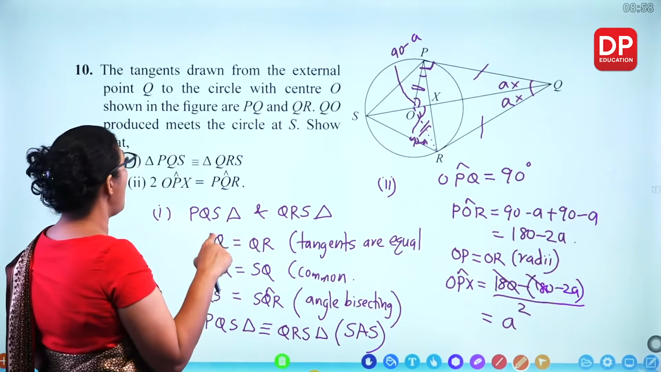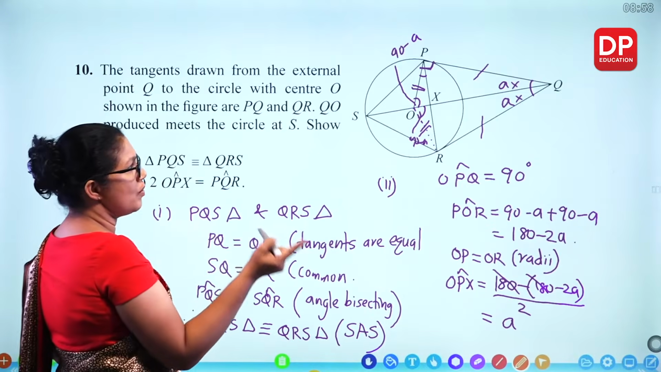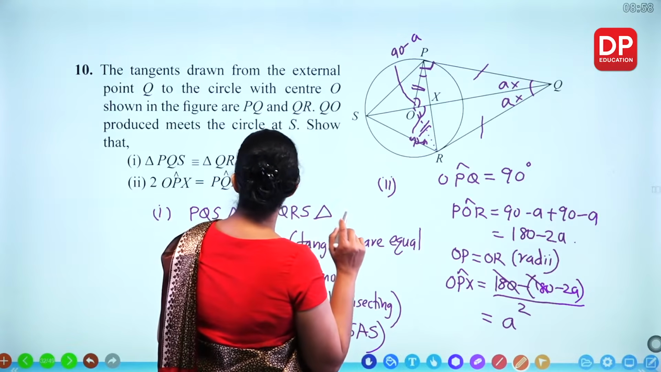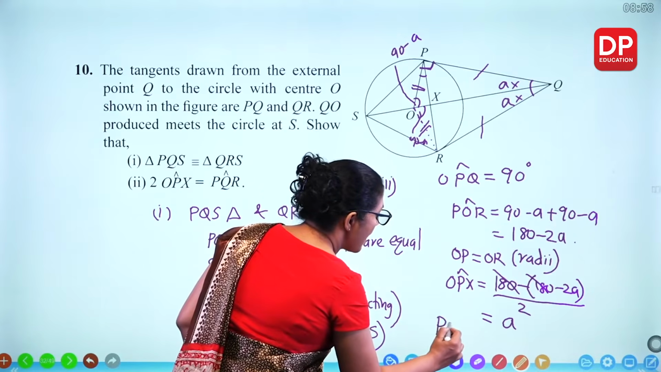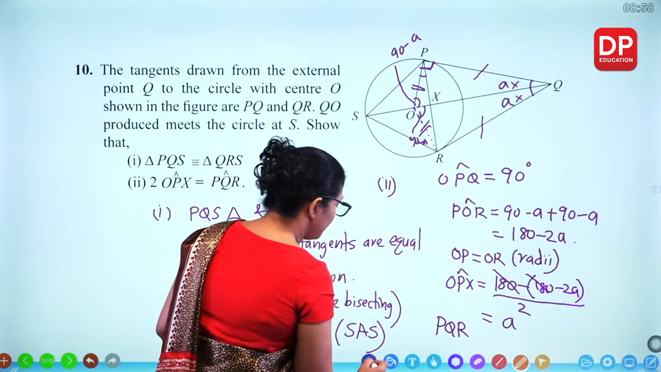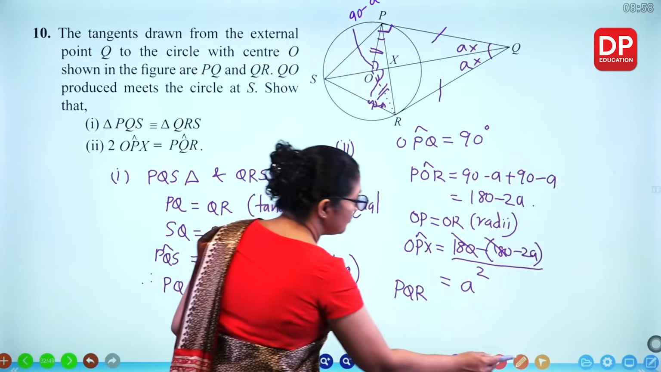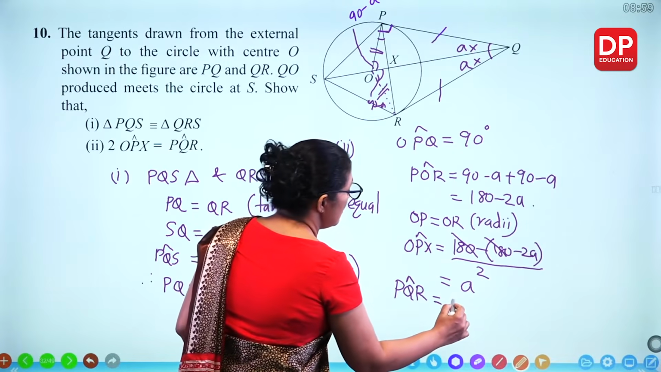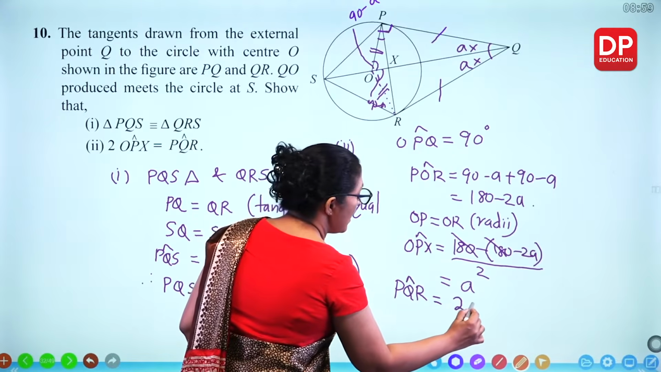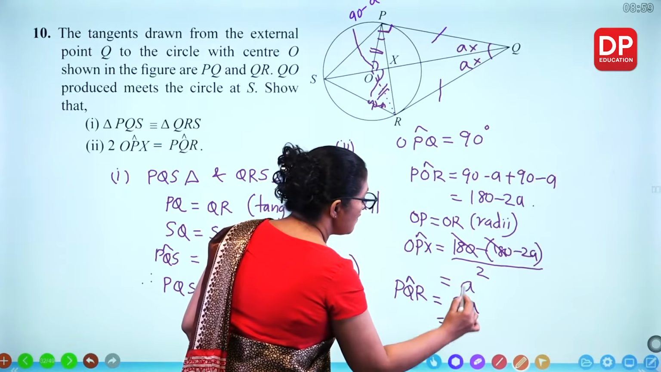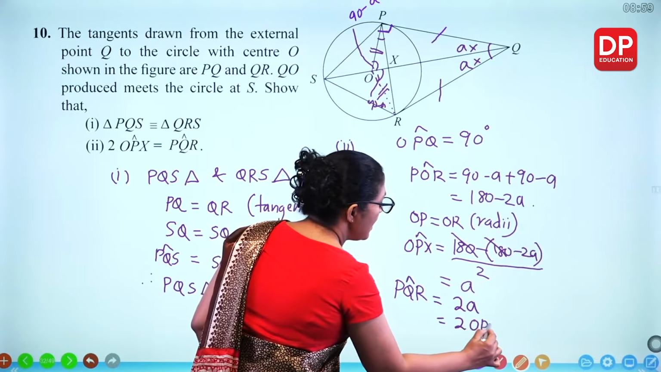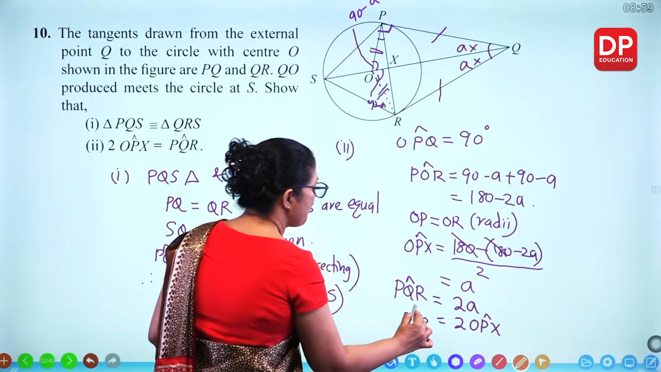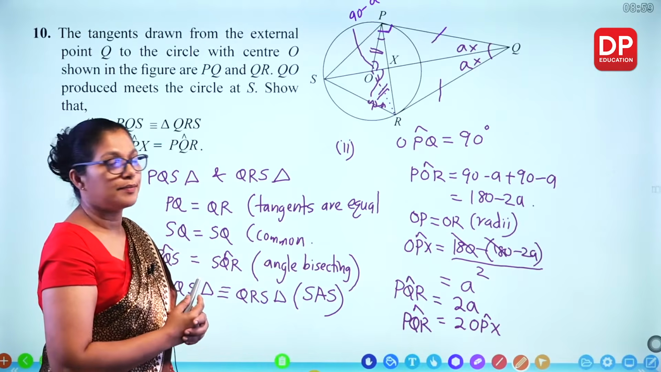What is angle PQR? 2A. So we can write down angle PQR is 2A. So 2 times A is angle OPX. So we can straight away write down that.